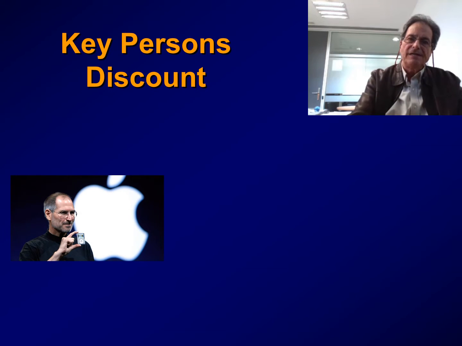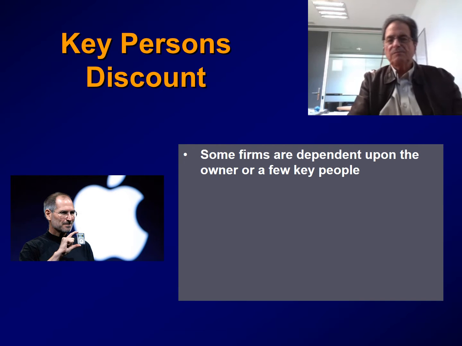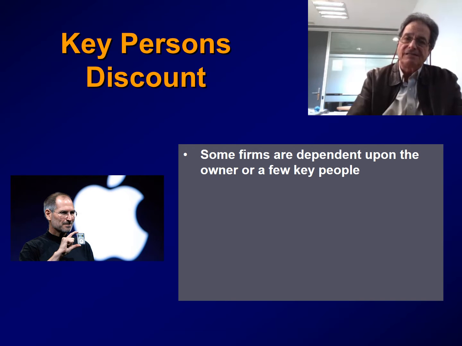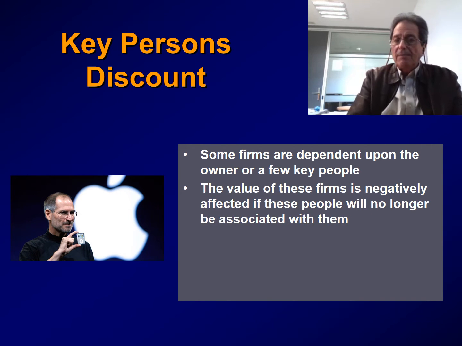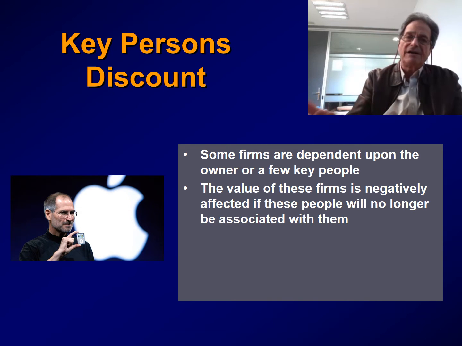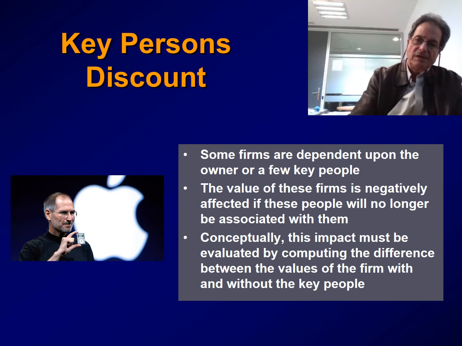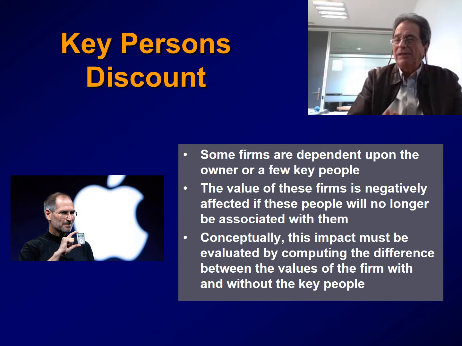The other topic is the key persons discount. Some companies are dependent upon the owner or on a few people, a few key people. For instance, that was the case of Apple and Steve Jobs. The value of these companies is, of course, negatively affected if these people disappear or are no longer associated with the company. So when these people leave, the value of the stock will fall, and it is necessary to apply a discount. The problem is that the quantification of this discount is not an easy matter.